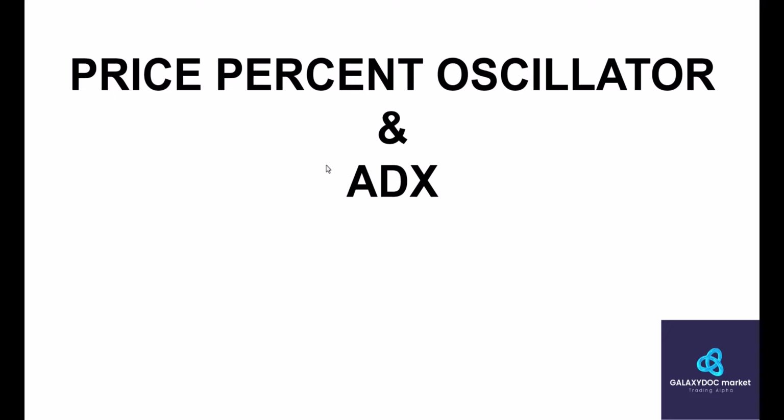Two indicators that we're looking at are the Price Percent Oscillator, which is the PPO, and Average Directional Index, or ADX. These are common everyday indicators that we use throughout, but I'm going to show you how Galaxydoc Market and our group, our mentorship group and our alerts group, use them. This is typically the type of thing that is taught in our Galaxydoc Market trading course.